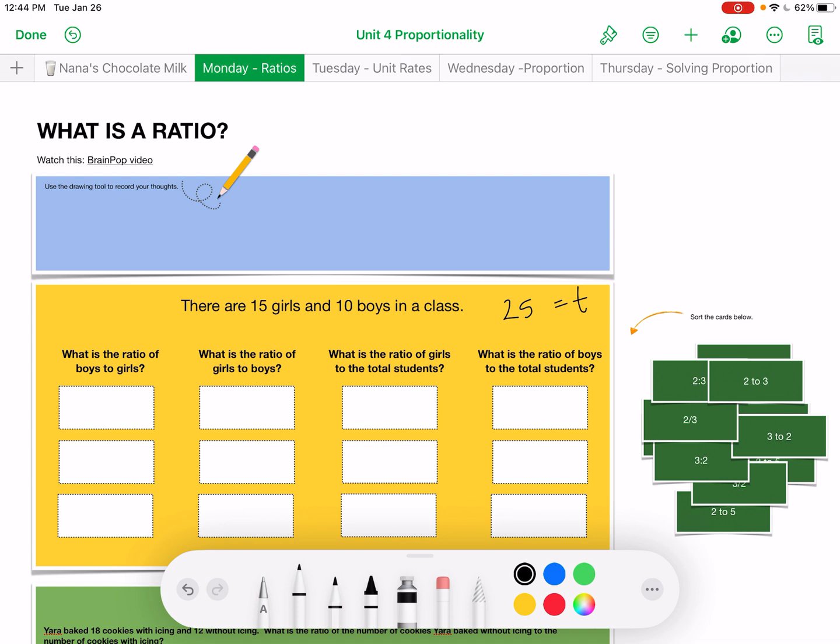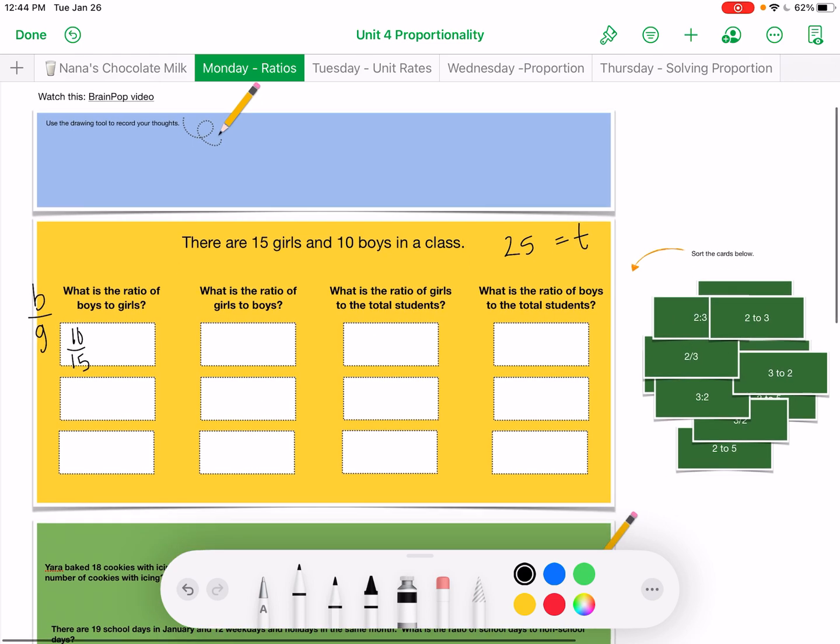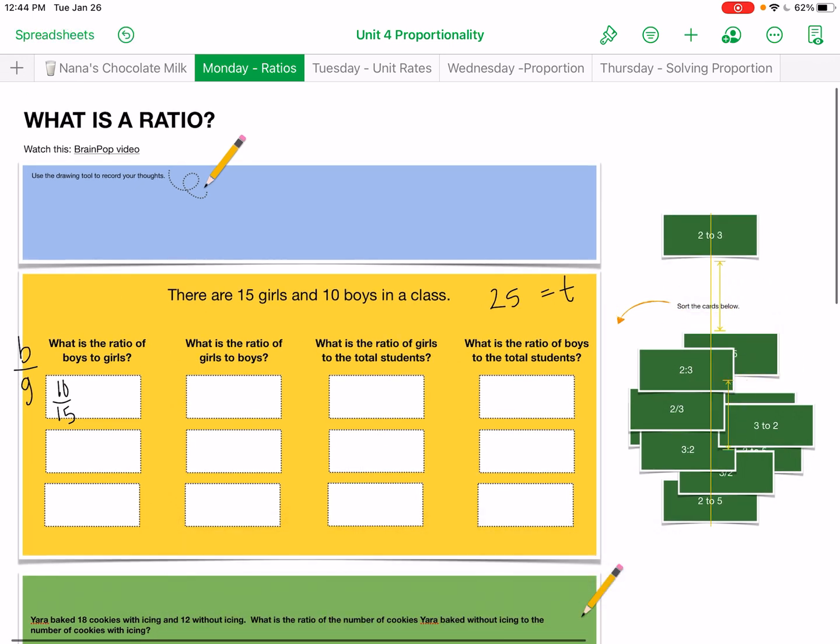Our first section says, what is the ratio of boys to girls? So I'm going to put a B over a G. We're looking boys to girls. So how many boys do we have? We have 10. And then we have 15 girls. Now we're going to come over here and look at our different choices.